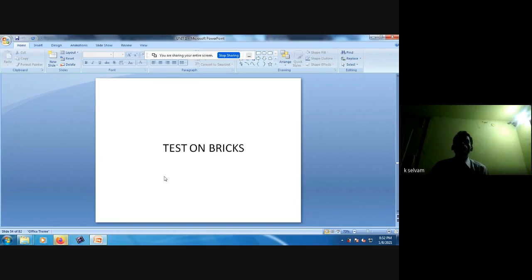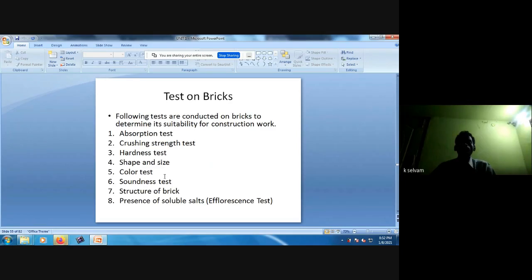In this video, we are going to see about tests on bricks. To find out the strength and quality of bricks, we have to carry out some tests. The following are some kinds of tests to find out the qualities of bricks. The following tests are conducted on bricks to determine their suitability for construction works.